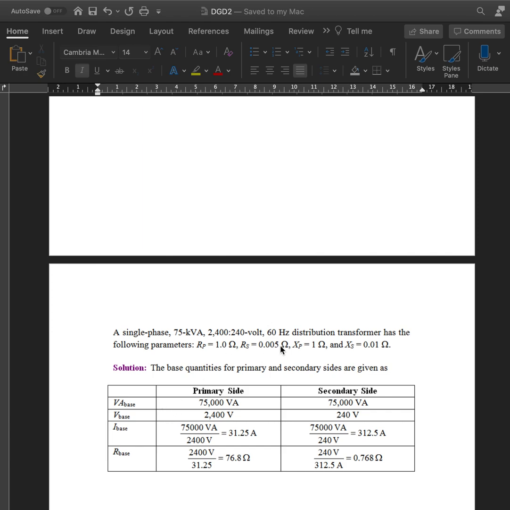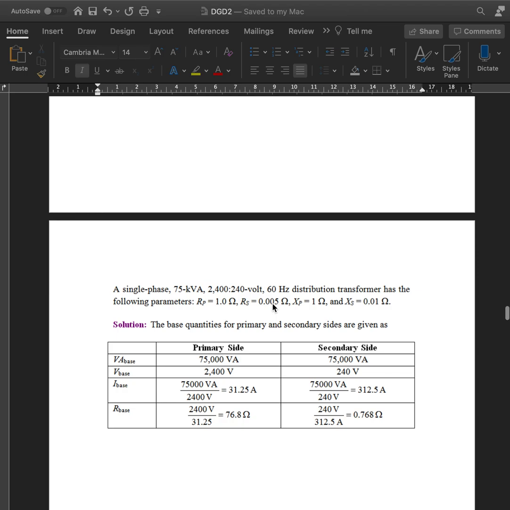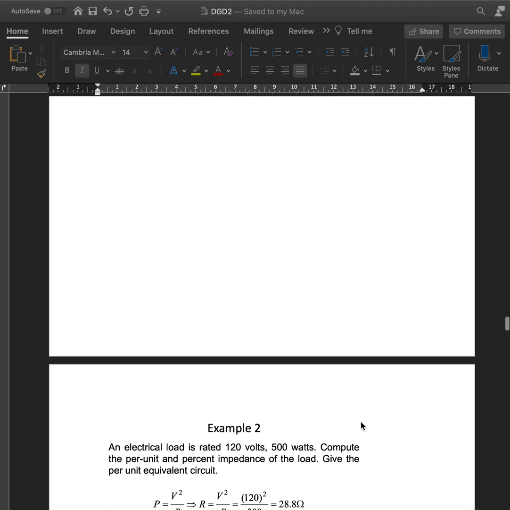So we know VA base is 75,000, VA secondary is also 75,000, and V base is 2400 and the other one is 240. I base can be calculated as 75,000 divided by 2400, which is 31.25, and 75,000 over 240 is equal to 312.5, so it's almost 10 times right there. To calculate the resistance per unit, what we do is 2400 divided by the current, that is 76.28, and just a basic simple calculation, you get 0.7628 ohms here.